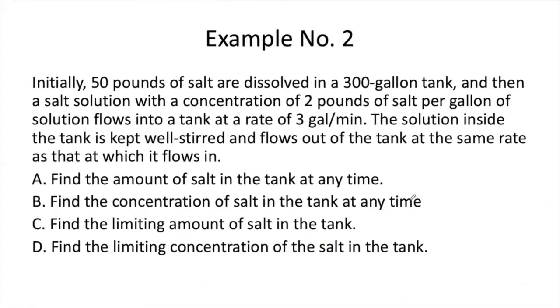Okay, example number 2. Initially, 50 pounds of salt are dissolved in a 300-gallon tank, and then a salt solution with a concentration of 2 pounds of salt per gallon of solution flows into a tank at a rate of 3 gallons per minute. The solution inside the tank is kept well stirred and flows out of the tank at the same rate as that at which it flows in. So you find the amount of salt in the tank at any time t. Again, the expression of the amount of salt.